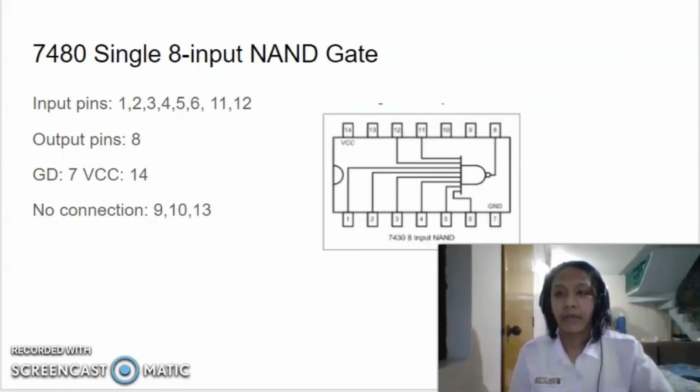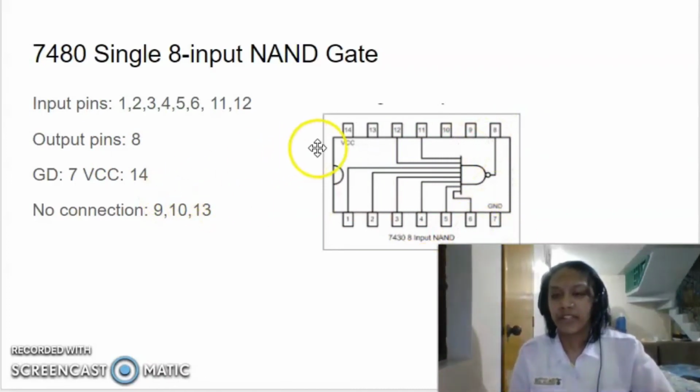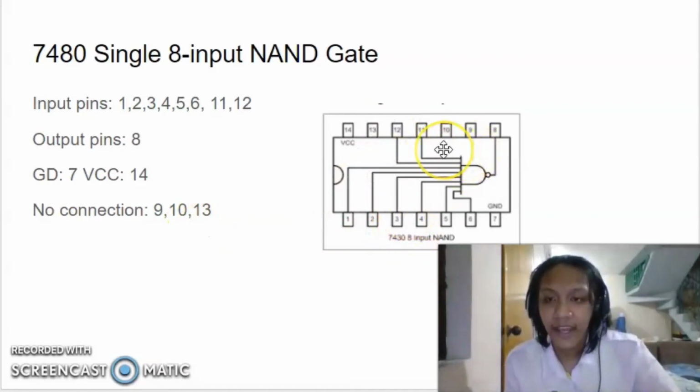Lastly is the 7430 single 8-input NAND gate. The input pins are 1, 2, 3, 4, 5, 6, 11, and 12. The output pin is only 8 here. All the input pins go to the output pin. The GND is 7 and the VCC is 14. There are also no connections on pins 9, 10, and 13.